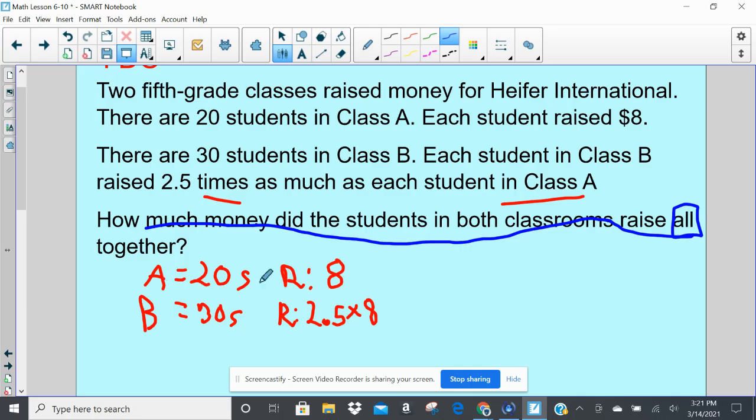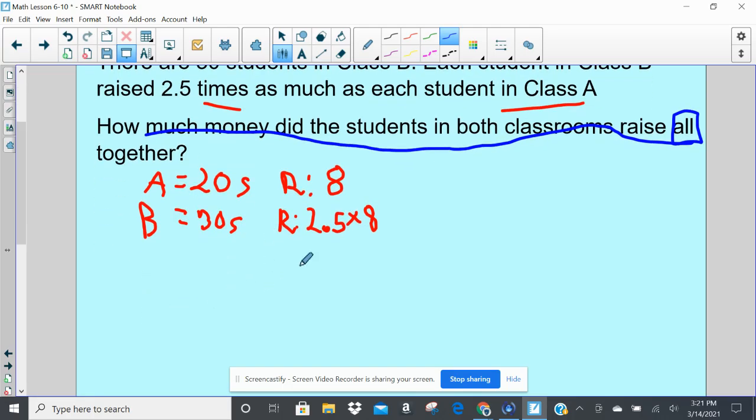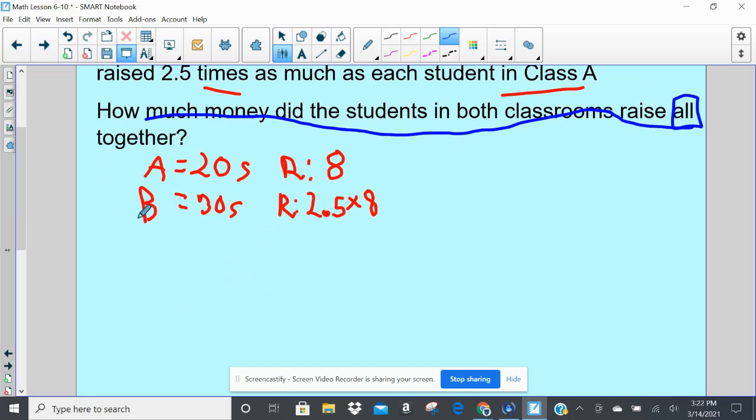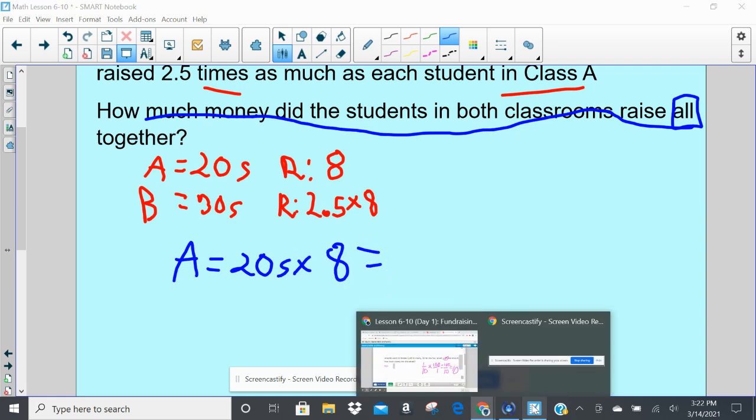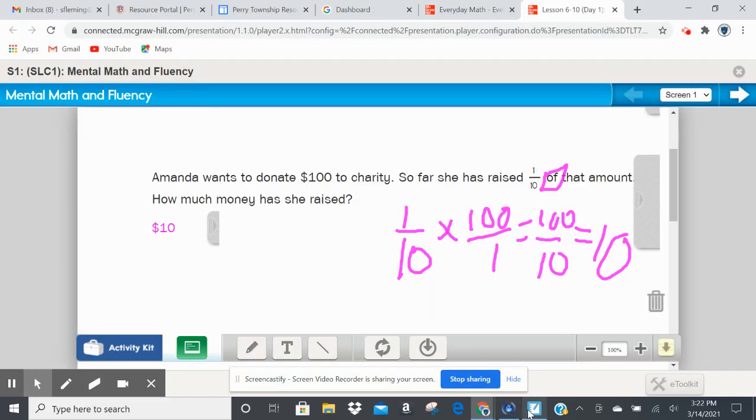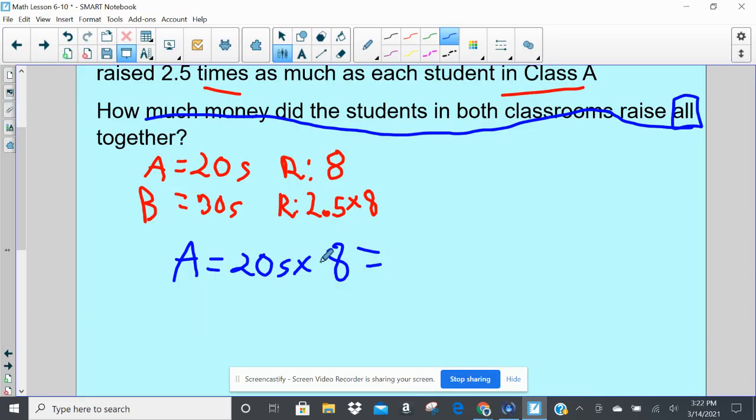Let's do Class A first. Class A is going to be a little bit easier because all I have to do is take the number of students times how much each student raised to figure out how much total money Class A raised. So Class A raised 20 times 8.